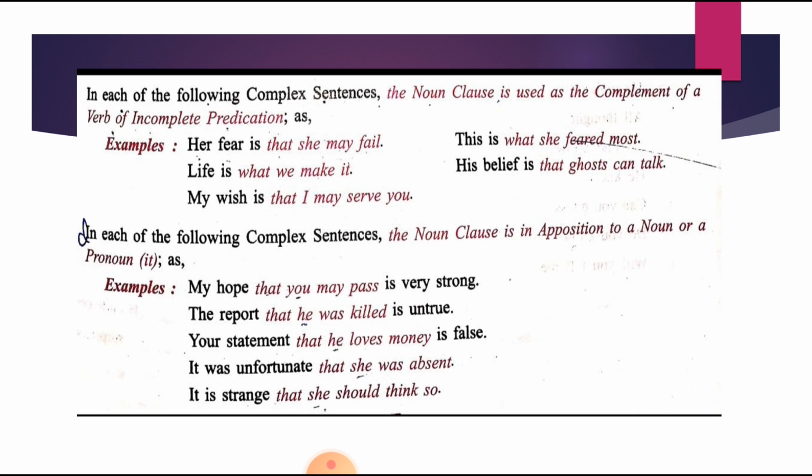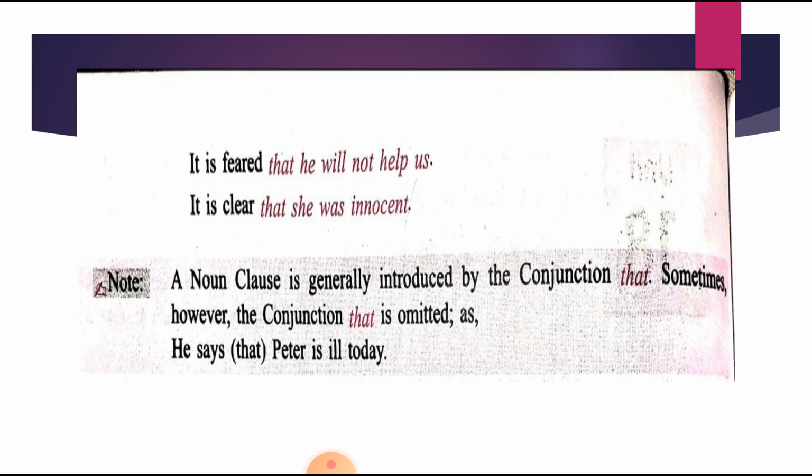You can see the pronouns you, he, she, and it in apposition to a noun or a pronoun over here. That was about the noun clause. It is feared that he will not help us. It is clear that she was innocent. A noun clause is generally introduced by the conjunction that. Keep in mind, it has been introduced by which conjunction?